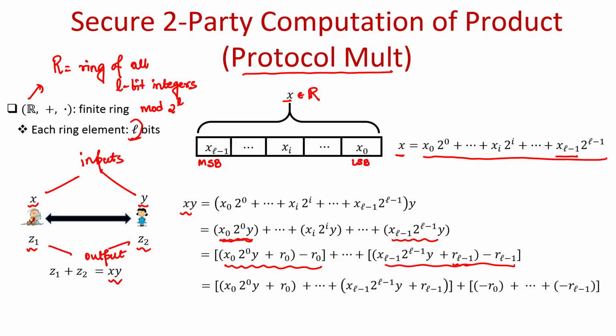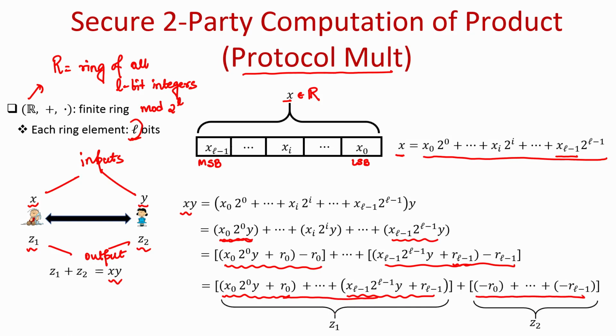And now, if I rearrange everything here and take all the summands added with the random values which I have introduced, I sum all of them together, and the other part of the expression is that I take the additive inverse of all the random values that I have added together. And now, my claim is that somehow we can set the first part of the expression here to be the share of the first party that we want, and the remaining part of the expression to be the second share for the value x times y. And indeed, if you can see here that if I sum z1 and z2, I get x times y.